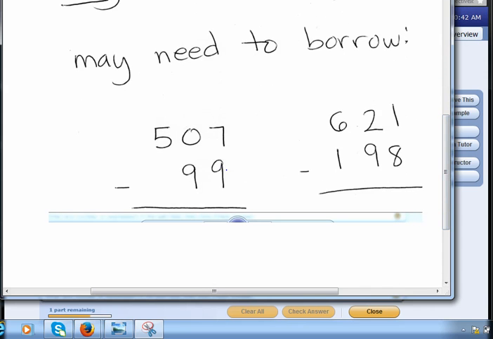When I subtract, I start from my ones, from my right-hand side, and go left. I cannot subtract 9 from 7, so I've got to borrow. I can't borrow from 0, but I can borrow from 50. So I'm going to borrow 1 from 50, and when I borrow 1 from 50, my 50 becomes 49, and I bring that 1 over here. So now I can subtract 9 from 17, which is 8, and then 9 from 9 is 0.